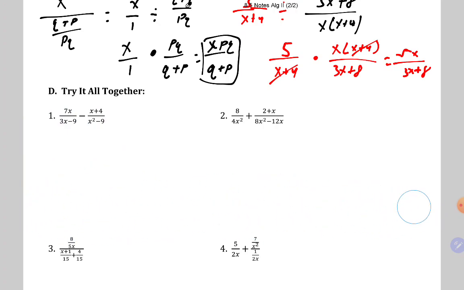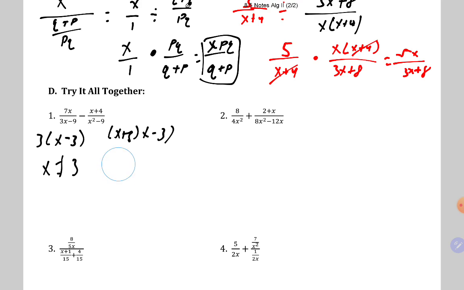Oh, and I forgot all about the restrictions. If you want to look at the restrictions, look at the denominators at the beginning. It's a lot easier. So we had 3 times x minus 3, so x cannot be 3. And we had x plus 3, x minus 3 on the right, so x cannot be negative 3 also.